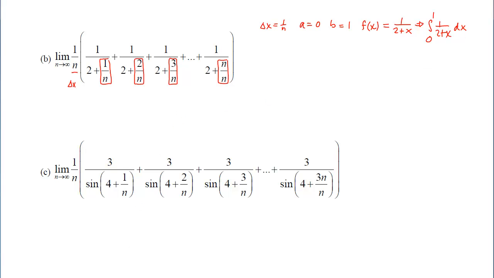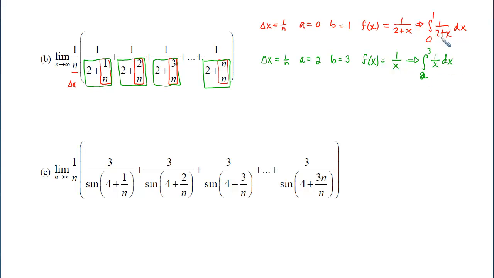Now remember, I could have chosen to box the entire denominator because if I add delta x to that, I will get the next box. So that's a viable input. If we choose to box that way, then delta x will be 1/n, my a will be 2, my b will be 3, and my function will now just be a 1/x. So again, graphically, we are going to have the same accumulation and the same area. They're just shifted 2 units away from each other.